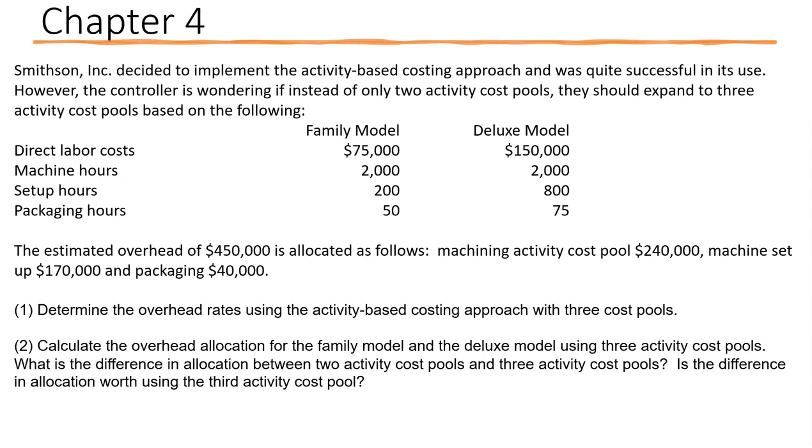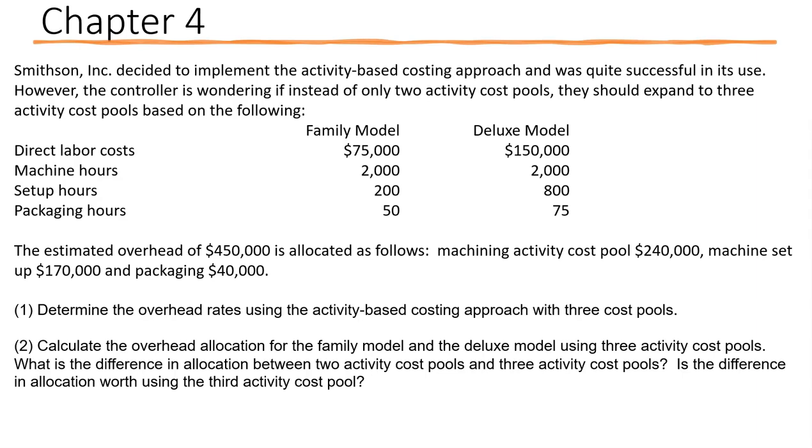So we determine the overhead rates using the activity-based costing approach with the 3 cost pools, and then calculate the overhead allocation for the 2 models, and then look at the difference between this using 3 pools and what we just did using 2 pools and see if it's worth doing that.